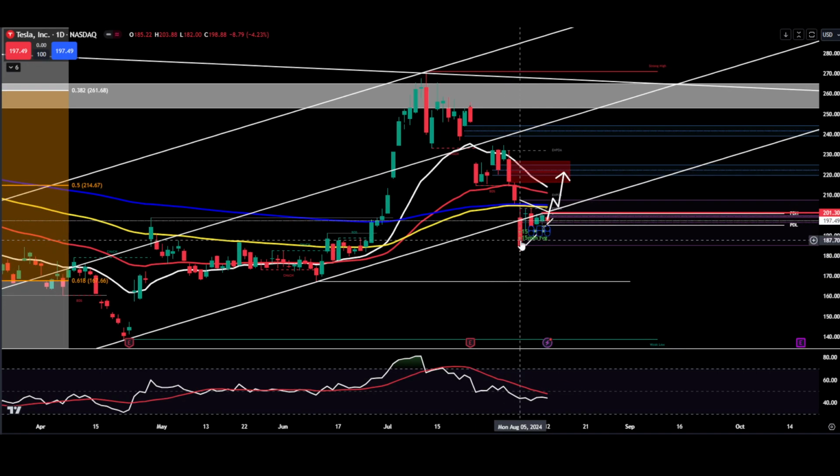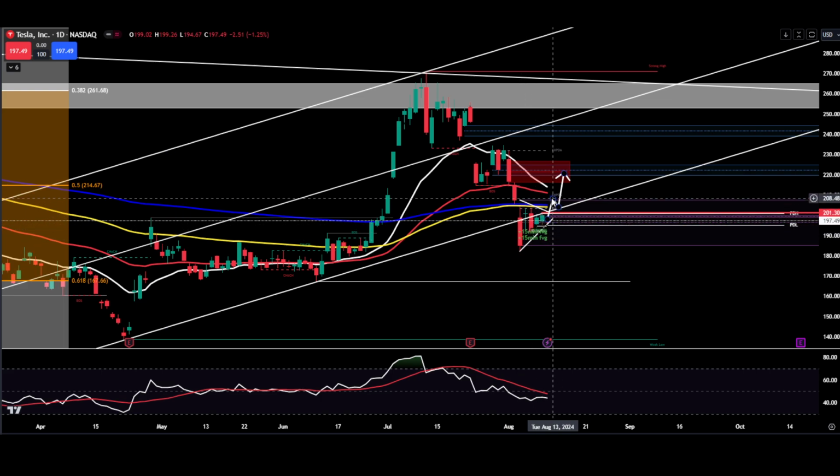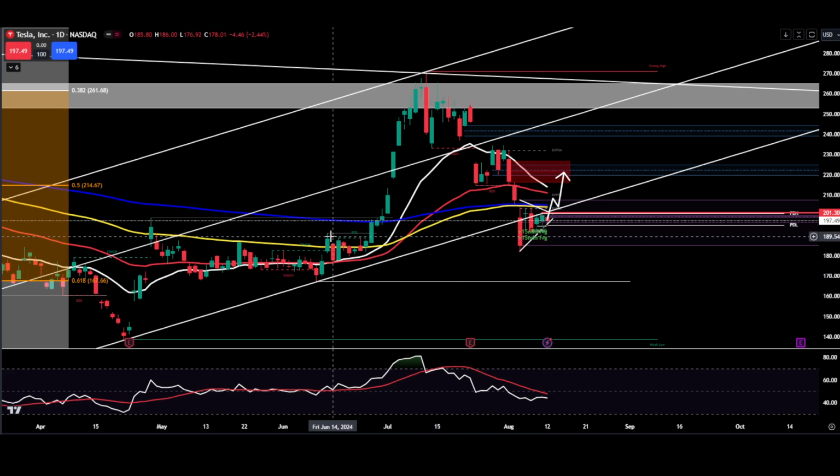And so we broke down below that. Now we're back testing it. We've tested it a number of times. If we can't break through that, we're going to drop down to our liquidity level, right, which is 167.84. We do have some consolidation here, which could offer support and find us not going any lower than maybe like 177, 178, high range 191-ish, right?